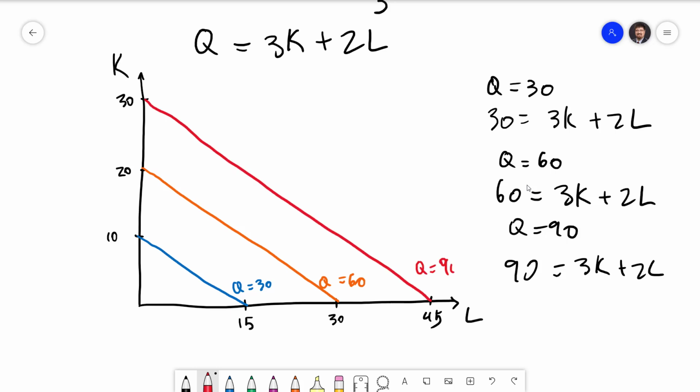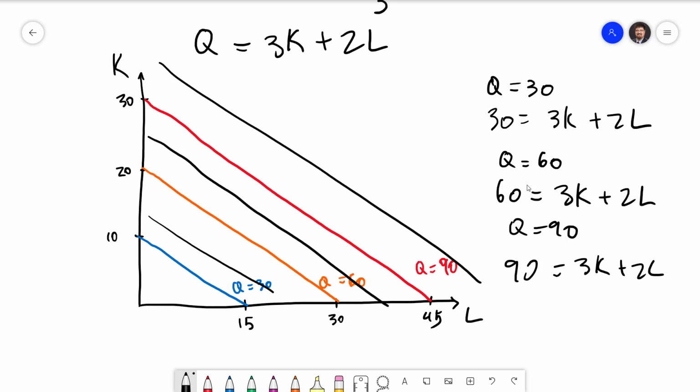Again, notice that each of these isoquants are straight lines, and they are parallel to each other. The higher the quantity, the farther out the isoquant has to be. These are not the only isoquants. These are just 3 of the infinite number that there are for this production function. There are more isoquants in between, there are more isoquants further out, and there are more isoquants further in.